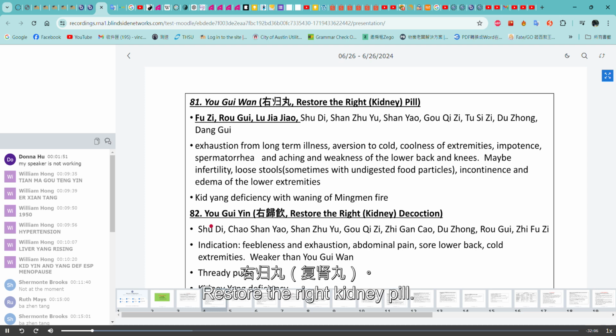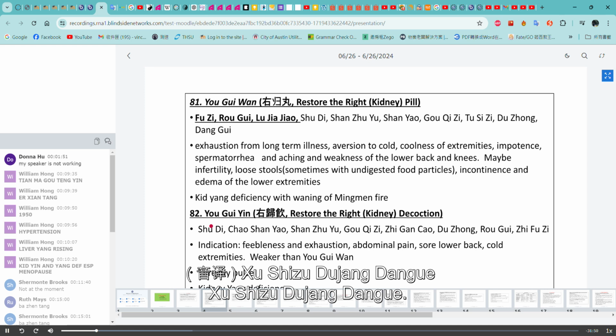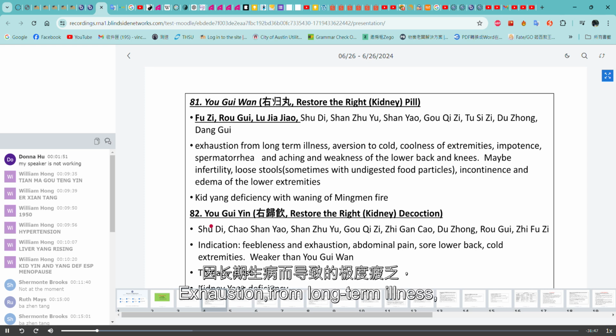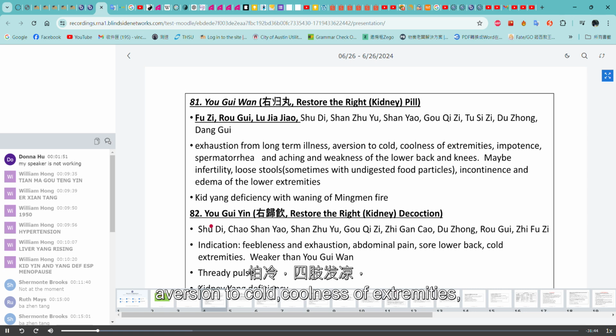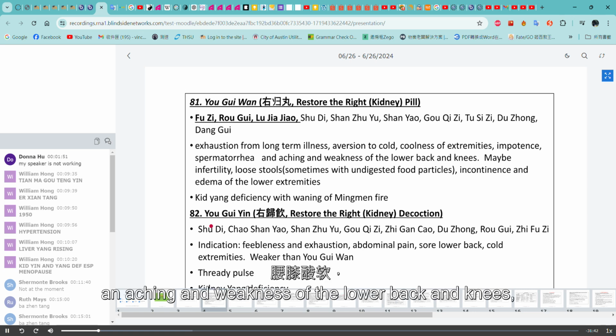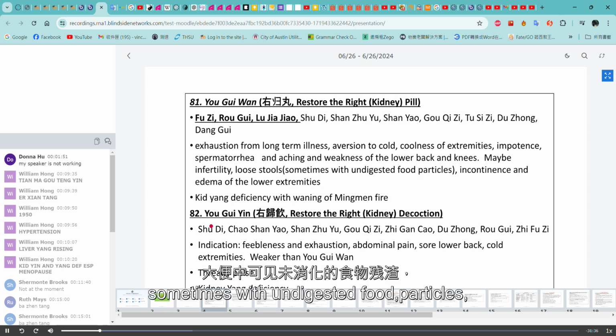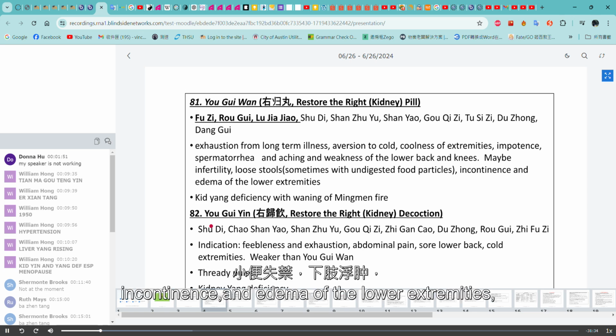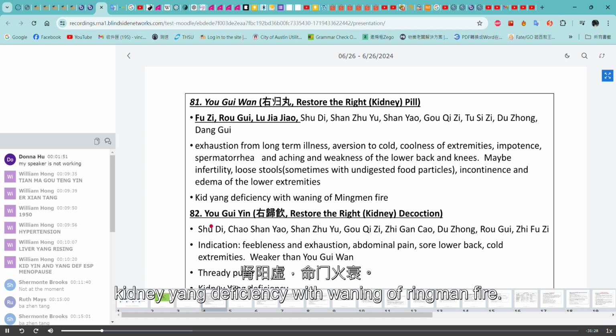You Gui Wan, Restore the Right Kidney Pill. Fuzi, Rougui, Lu Jiao Jiao, Shudi, Shan Zhu Yu, Shanyao, Gouqizi, Tusizi, Dang Gui, Duzhong. Exhaustion from long-term illness, aversion to cold, coolness of extremities, impotence, spermatorrhea, and aching and weakness of the lower back and knees, maybe infertility, loose stools, sometimes with undigested food particles, incontinence, and edema of the lower extremities. Kidney yang deficiency with waning of Mingmen fire.